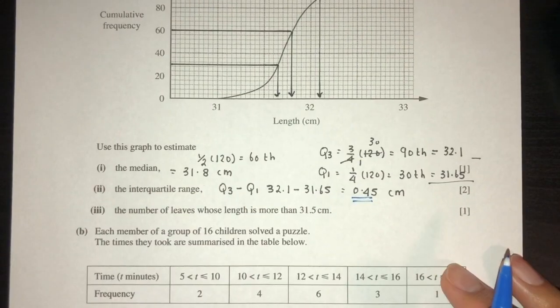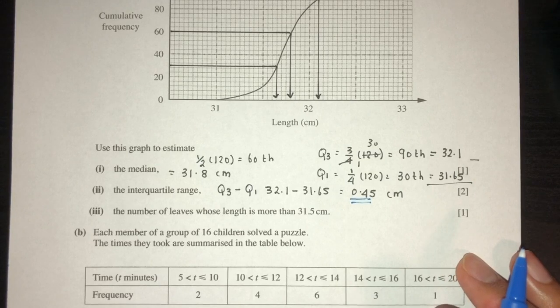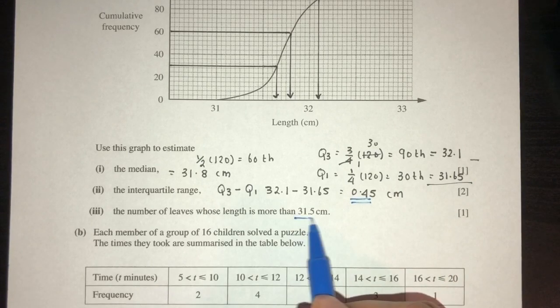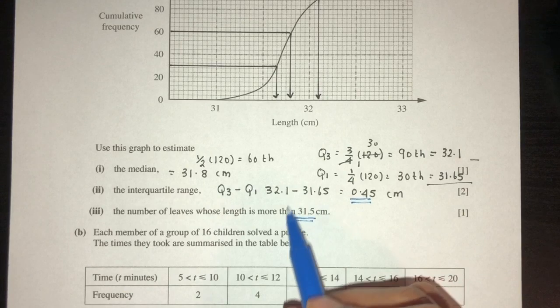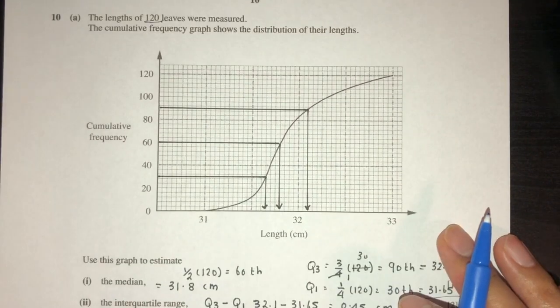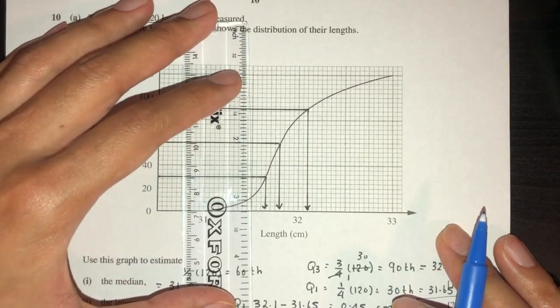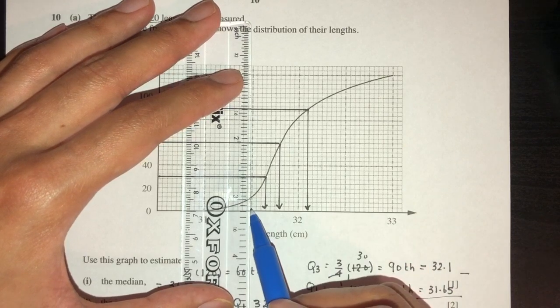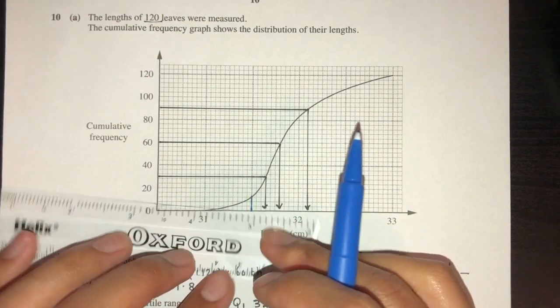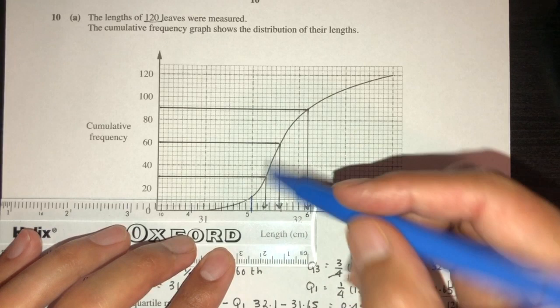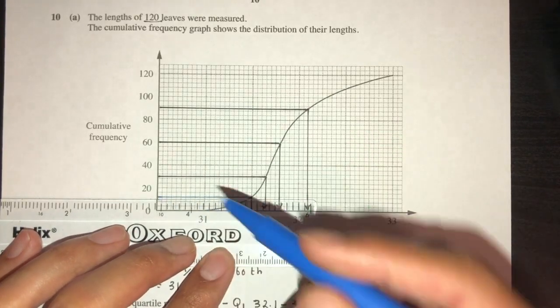Now for part 3, we have to find the number of leaves whose length is more than 31.5. So basically first go to the length of 31.5. That will be right here. We have to draw this line here and then draw the corresponding line to find the value on the y-axis.